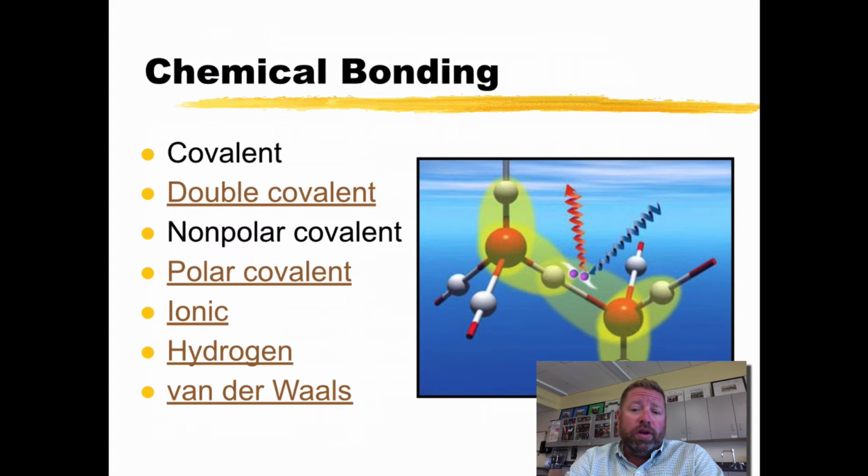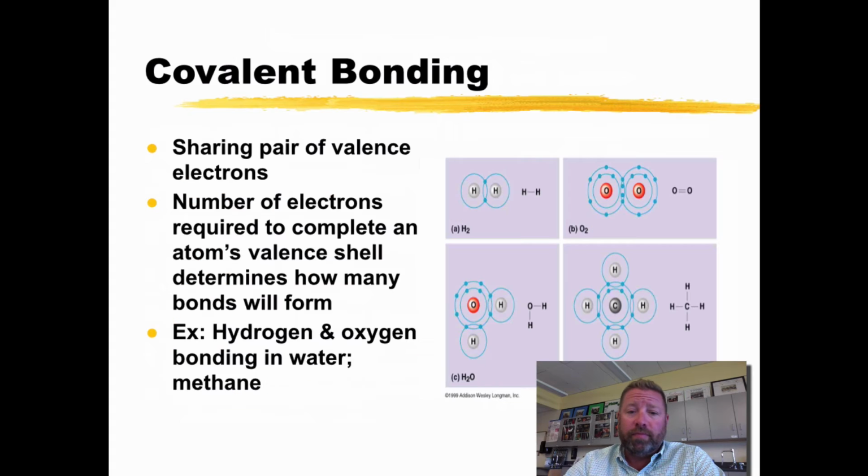There are a few more on here that we won't really discuss too much. For example, van der Waals, we'll talk about that in a limited way. The biggies here are covalent, polar covalent, ionic, and hydrogen. Those are probably the big four. So covalent bonds are pretty straightforward.